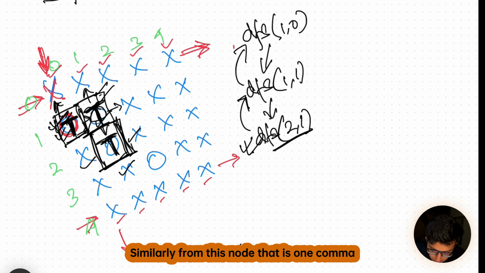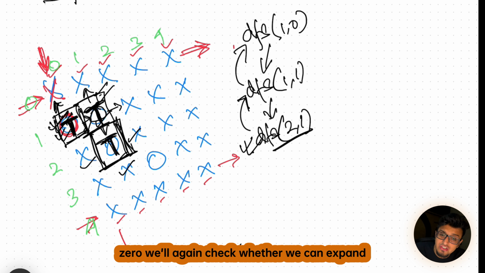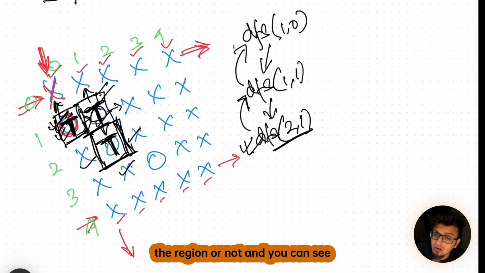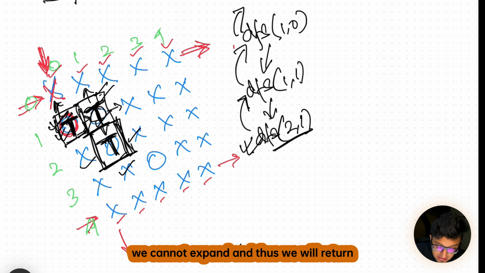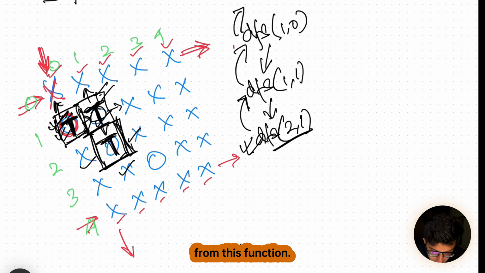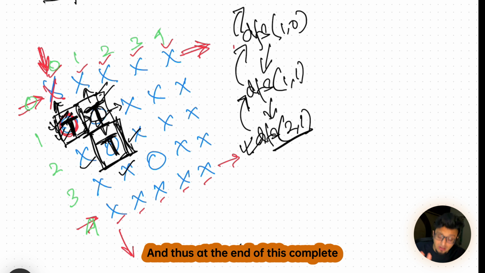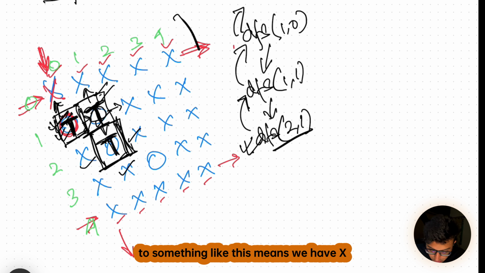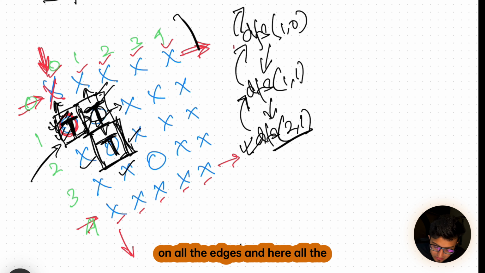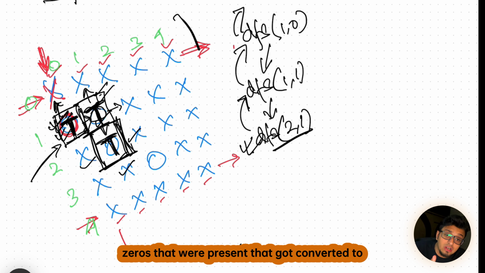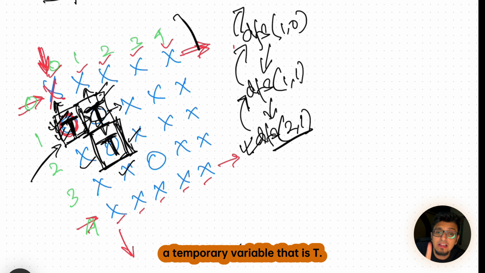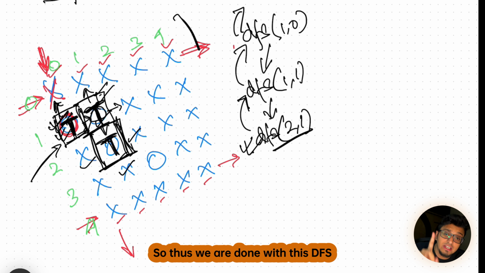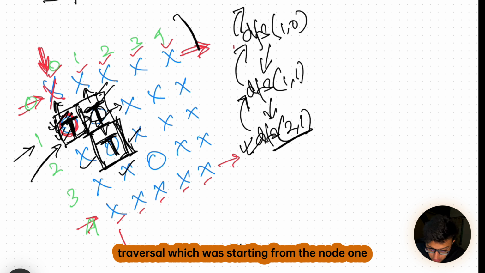Similarly from this node, that is 1, 0, we will again check whether we can expand the region or not. You can see we cannot expand, and thus we will return from this function. And at the end of this complete iteration, you can see our matrix got converted to something like this. Means we have x on all the edges, and all the zeros that were present got converted to a temporary variable, that is t. So we are done with this DFS traversal which was starting from the node 1, 0.